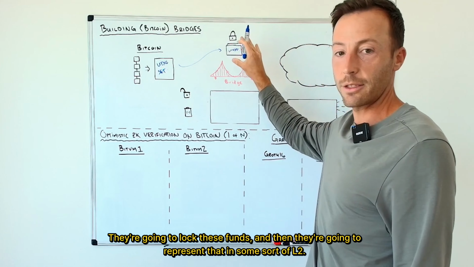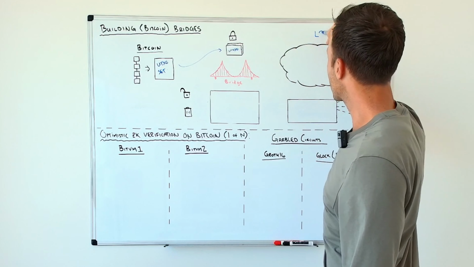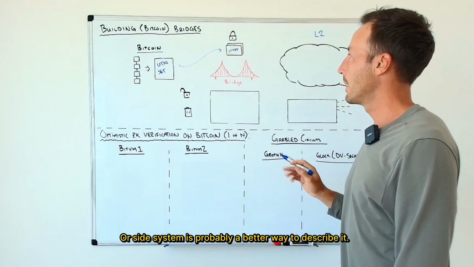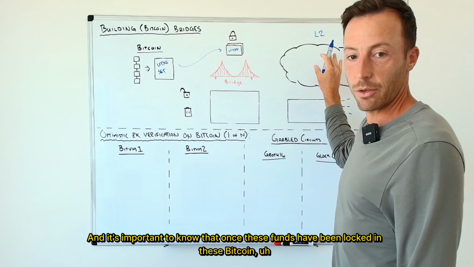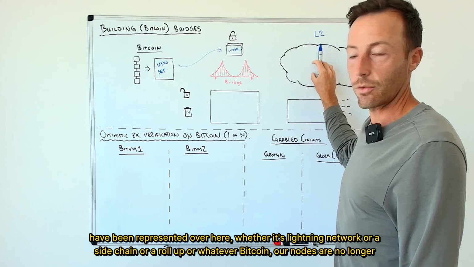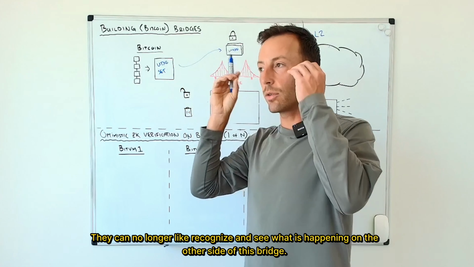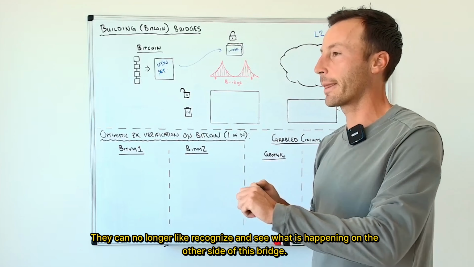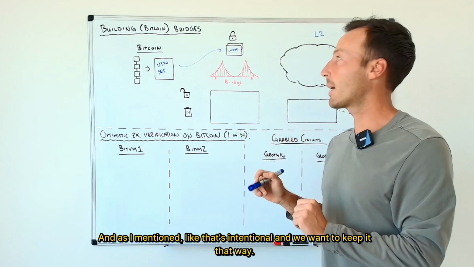They're going to lock these funds, and then they're going to represent that in some sort of L2, or side system is probably a better way to describe it. And it's important to know that once these funds have been locked and these Bitcoin have been represented over here, whether it's Lightning Network or a sidechain or a rollup or whatever, our Bitcoin nodes are no longer aware of that. They can no longer recognize and see what is happening on the other side of this bridge. And as I mentioned, that's intentional and we want to keep it that way.